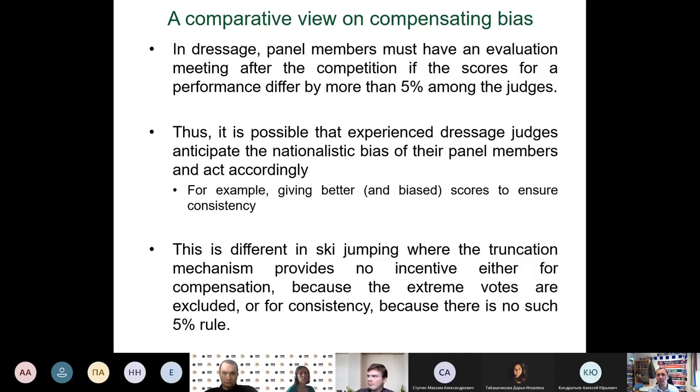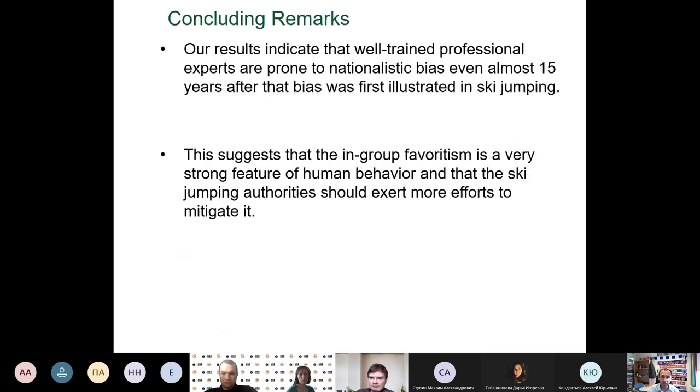And in dressage, panel members must have an evaluation meeting after the competition if the scores for a performance differ by more than 5% among the judges. So it is possible, I don't know if this is really the case, that experienced dressage judges anticipate this nationalistic bias, and then act accordingly because they don't want to have this discussion about the 5% thing. So for example, they can give better and biased scores to ensure consistency. This is different from ski jumping, where they truncate the highest and the lowest, and there is no such 5% rule. So this could also play a role in the different results.